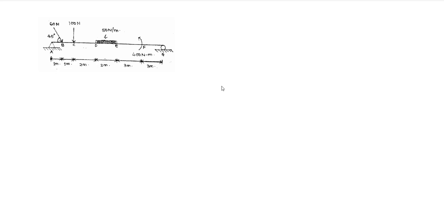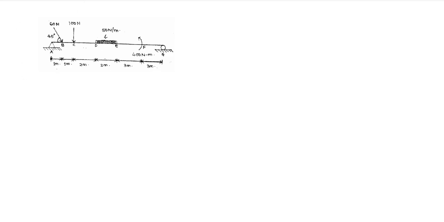So now we are going to solve this question which is based on SFD and BMD, where we have been asked to draw the SFD and BMD of the following beam. As you can see in the boundary conditions, we have a hinge support at A, a roller support at G, some point forces at B and C, a certain moment at F, and the UDL between D and E. So let us see how we can solve this.